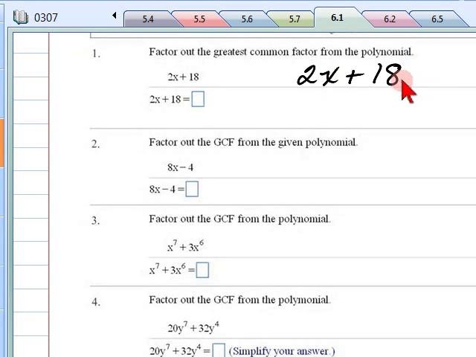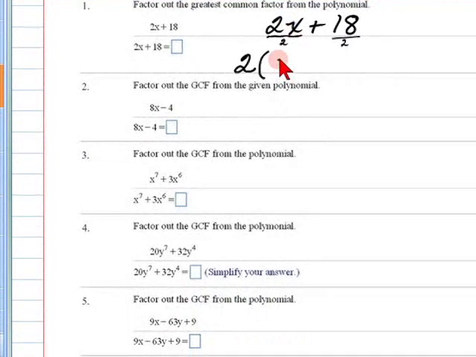No, because the 18 doesn't have an x. So the greatest common factor is just a 2. And I will open parentheses. Now here's what I do. When I factor a 2 out, I'm dividing it out. So I'm going to write a little baby 2 under each one of those and do the division. 2 goes into 2x, x times, and 2 goes into 18, 9 times. And then I'll close the parentheses.